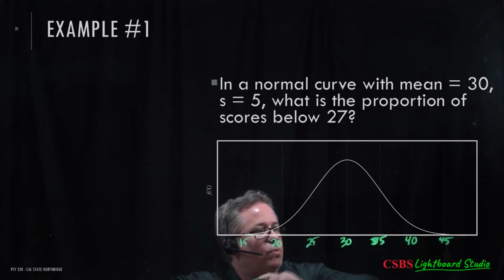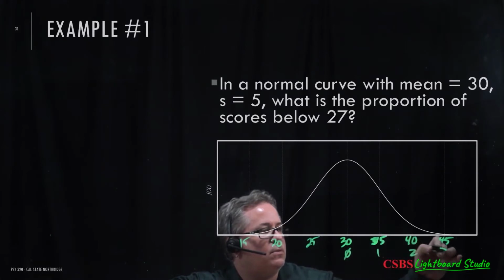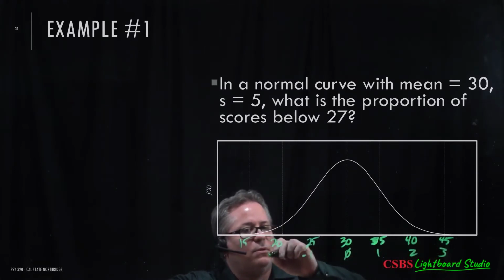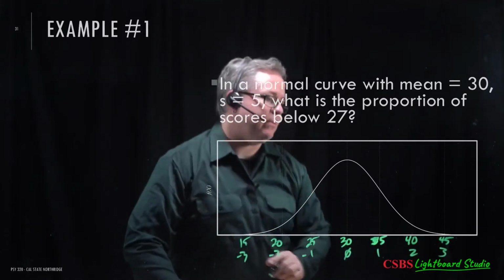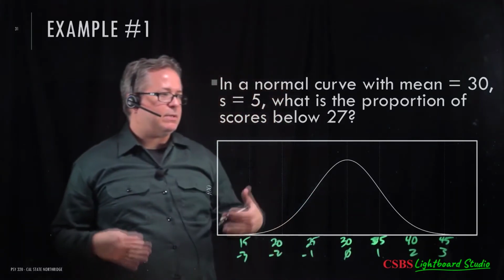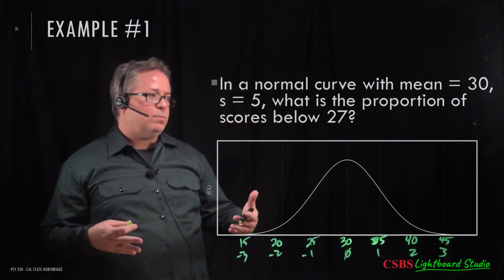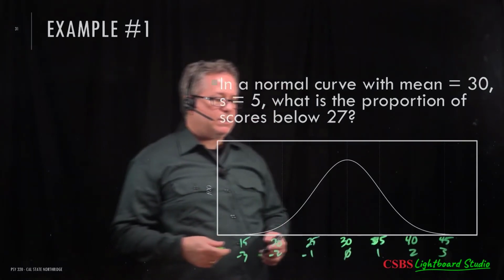So this also corresponds to 0, 1, 2, 3, -1, -2, -3. Okay, so there's all the corresponding pieces on the bottom there. And then what it's asking is, what's the proportion of scores below 27?